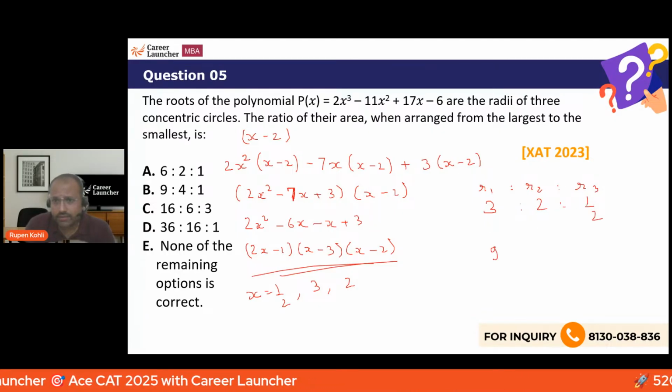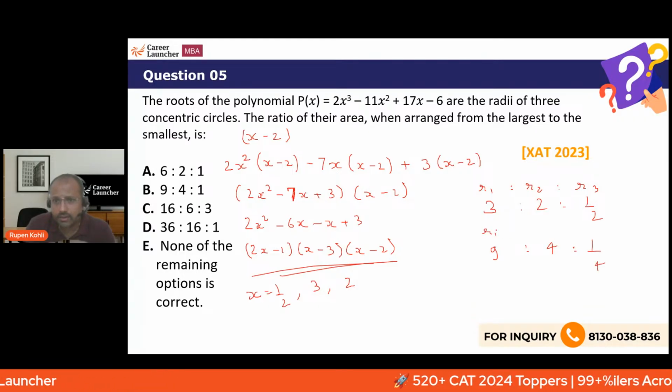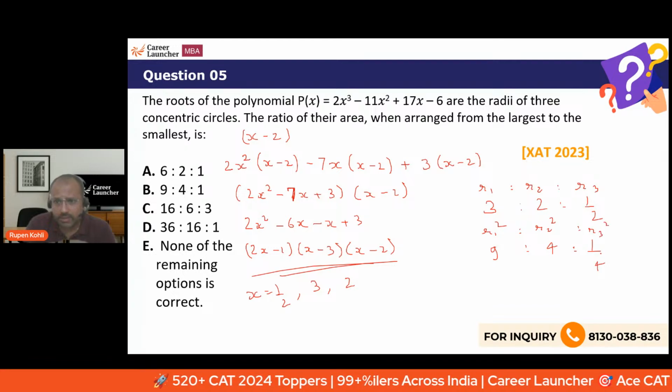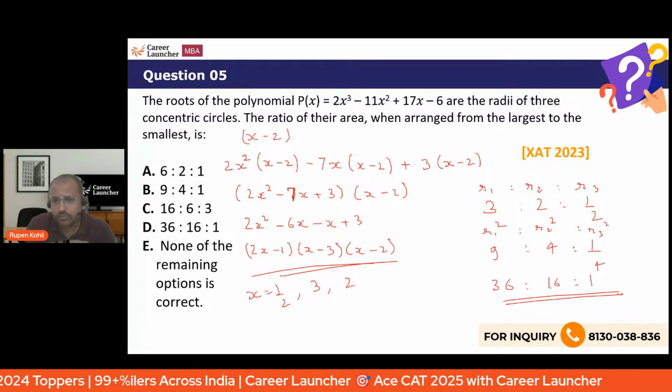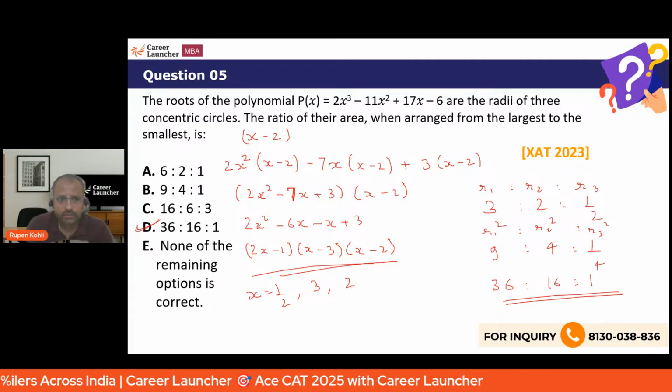So the squares, which are 9 is to 4 is to 1 by 4. That is R1 square, R2 square, R3 square. Multiplying throughout by 4, 9 into 4 is 36, 4 into 4 is 16, and 1. Right? So option D, that's the choice.